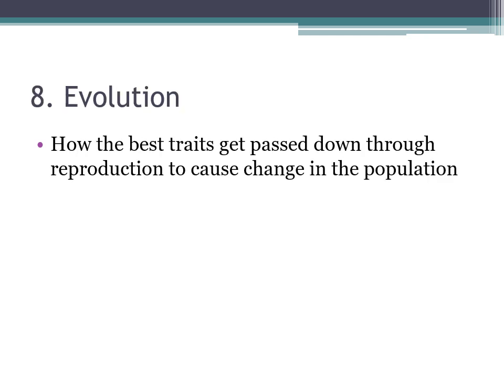The final characteristic kind of plays off of a bunch of the other ones before now. The last characteristic of life is evolution. And this is how traits get passed from one generation to another generation through reproduction. But the traits that are most likely favored by the environment are the ones that survive. Those that survive can then reproduce and perpetuate the species. So these are the 8 characteristics of life.